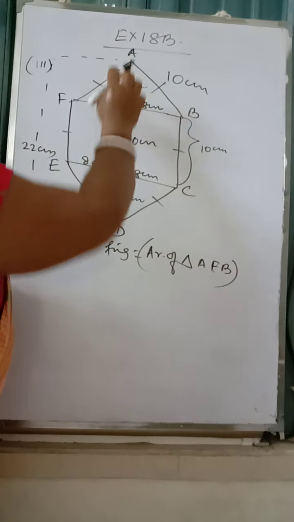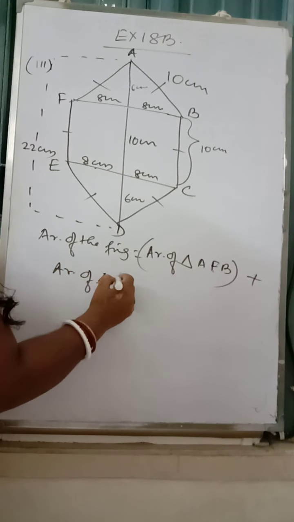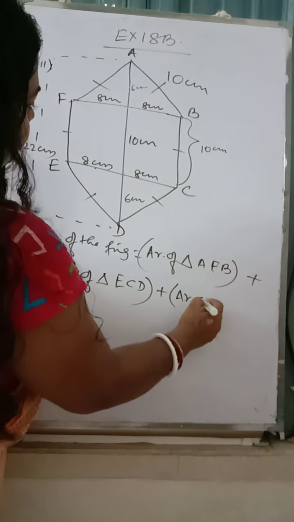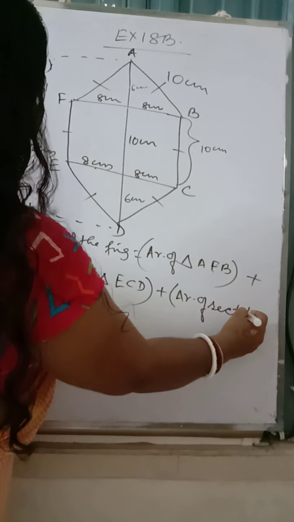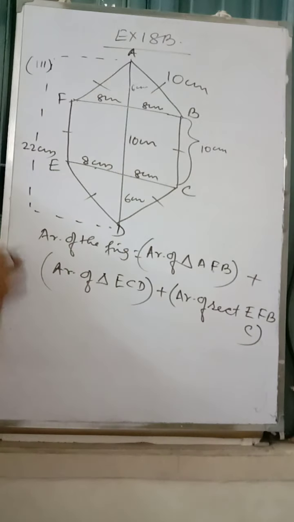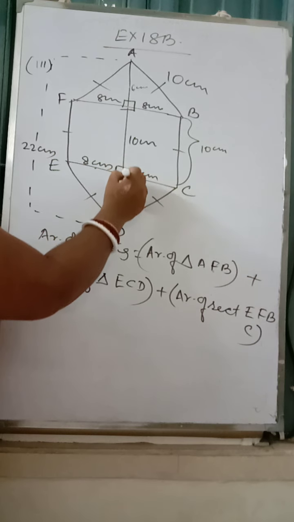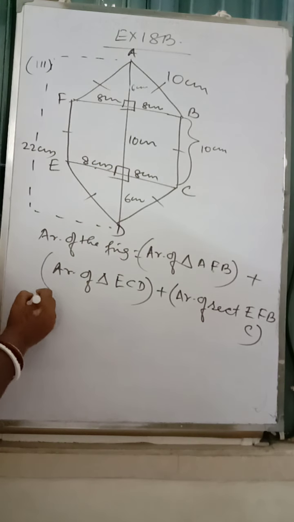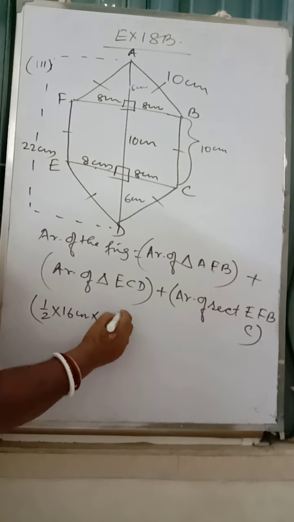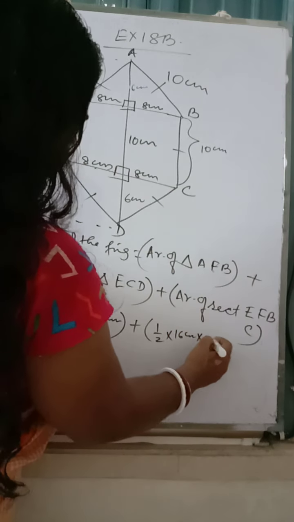So, the area of this triangle plus the area of triangle ECD plus the area of rectangle EFBC. What will be the area of this triangle? This is a 90 degrees angle, we know. It is forming a 90 degrees angle. So what is the area of this triangle? Half into base, 16 centimeter, height 6 centimeter. Plus again half into 16 centimeter into 6 centimeter.